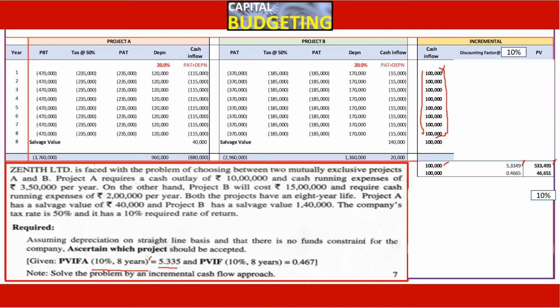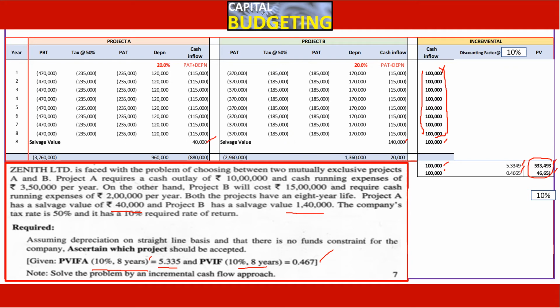We have also received a salvage value of 40,000 in respect of the first. In case of the second, the salvage value is 1,40,000. Net difference is 1 lakh. This is received in addition to the 8 years. And for the 8th year, if you receive something in the last year individually, not related to the balance 8, the discount rate is 0.467 or 0.4665. Total amount will be 46,651.